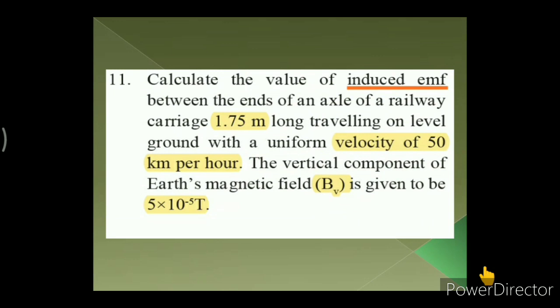Here we have to calculate the value of the induced EMF between the ends of an axle of the railway carriage whose length is given as 1.75 meter, and it is traveling on level ground with a uniform velocity of 50 km per hour. So, here the velocity which is given in kilometer per hour must be converted into meter per second, and also it is given that the vertical component of Earth's magnetic field is 5 into 10 raised to minus 5 Tesla. Let us see the solution.